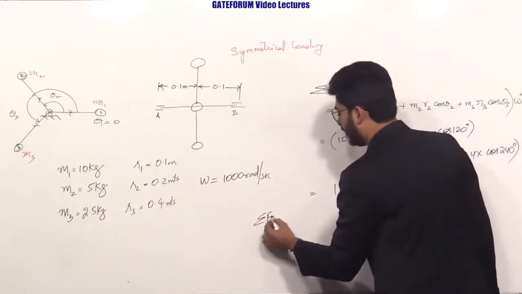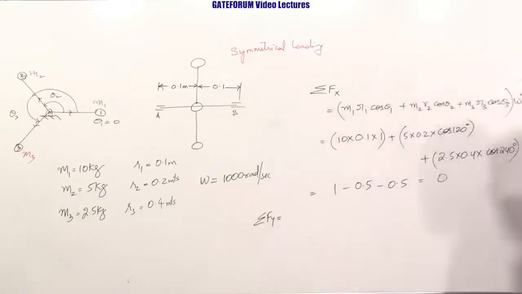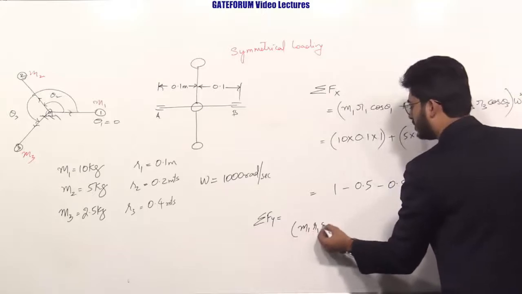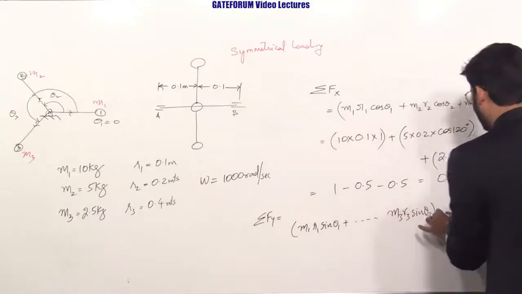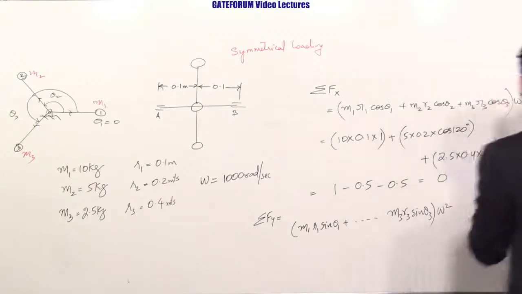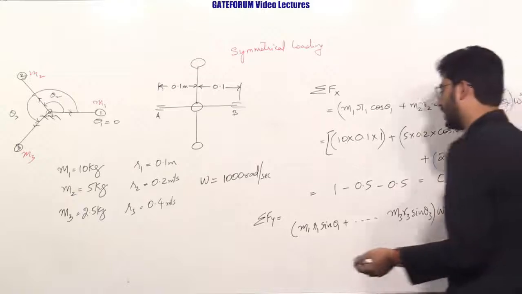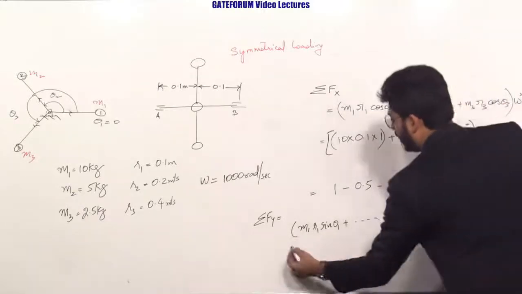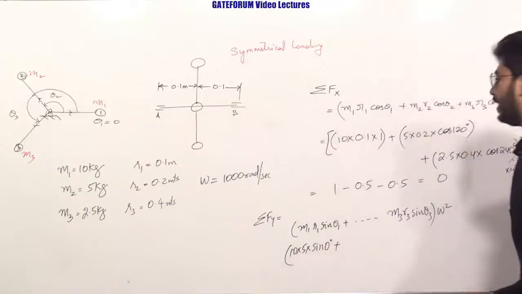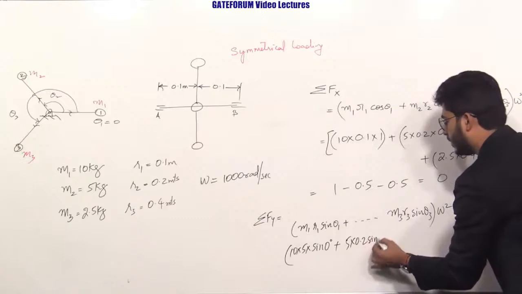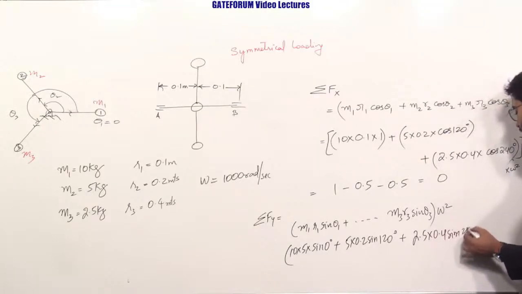Similarly I am doing sigma Fy. Here the cos will be replaced by sine in case of the y component. So this will be m1 r1 sine theta 1 plus so on up to m3 r3 sine theta 3, into omega square. Here it will be multiplied with omega square, but anyway the result is 0, so omega square will not have any significance here. So m1 is 10 into 0.1 into sine 0, next m2 is 5 into 0.2 into sine 120, plus 2.5 into 0.4 into sine 240.